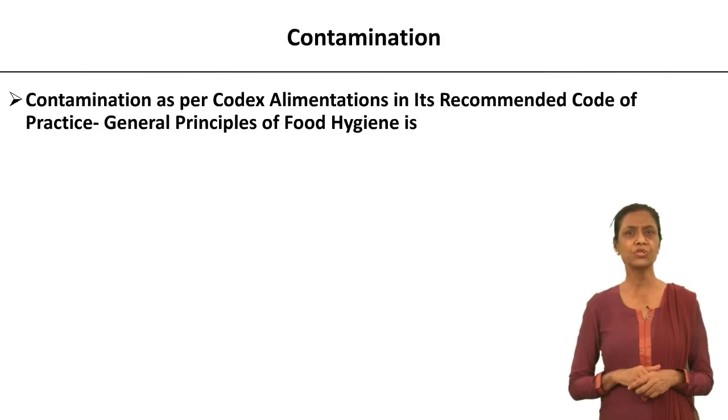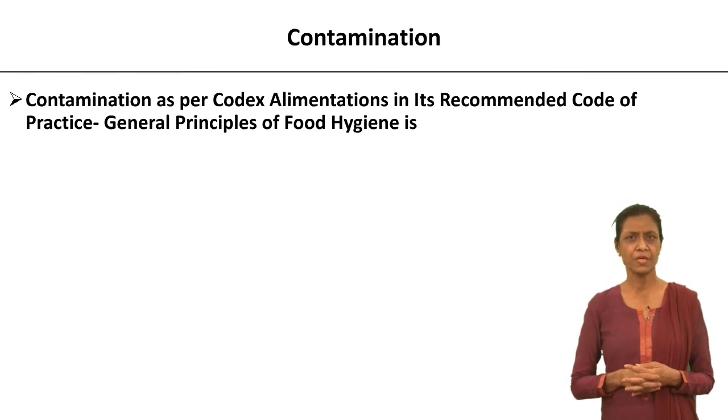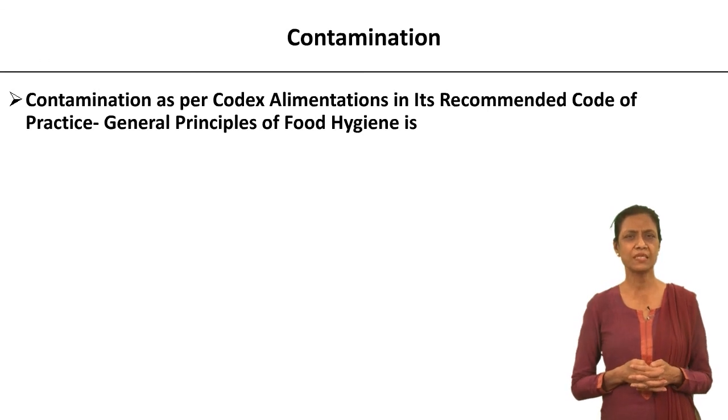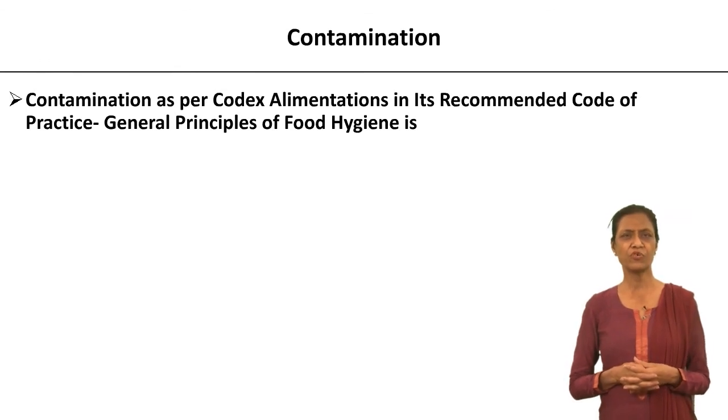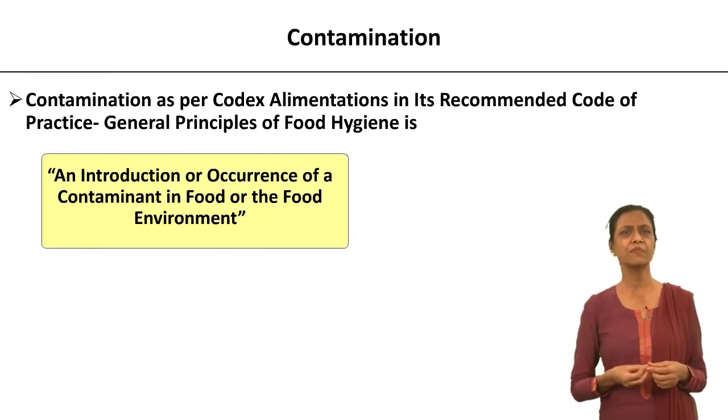Contamination. One word that is used very often that we've been using is contamination. Well, what does it mean? Shown on your screen is a definition of contamination as defined by Codex Alimentarius in its recommended code of practice, General Principles of Food Hygiene. This defines contamination as the introduction or occurrence of a contaminant in food or the food environment.